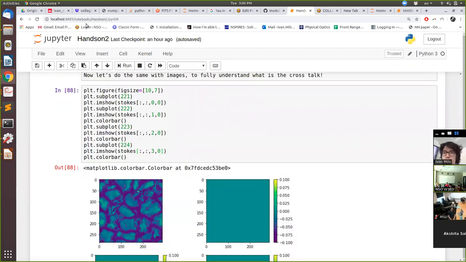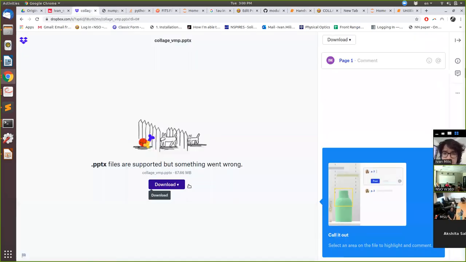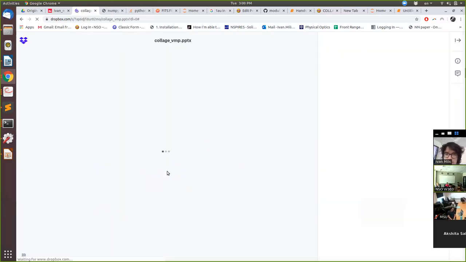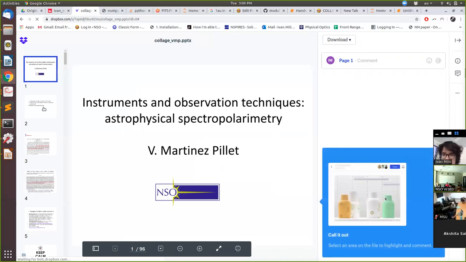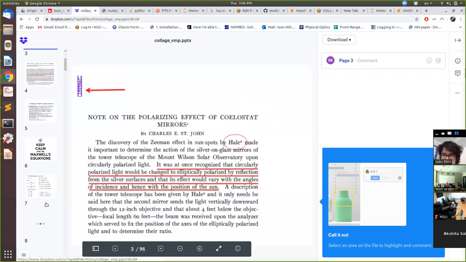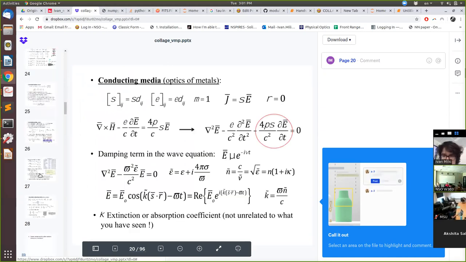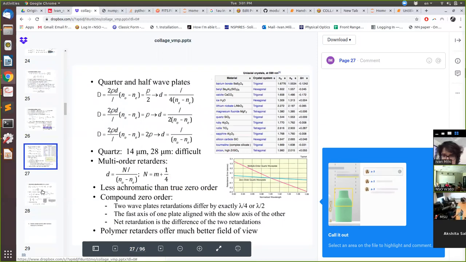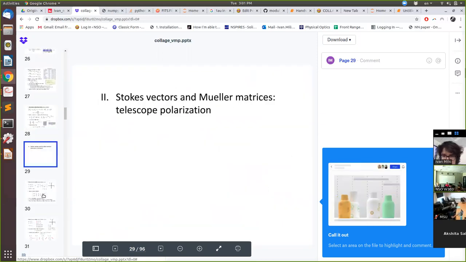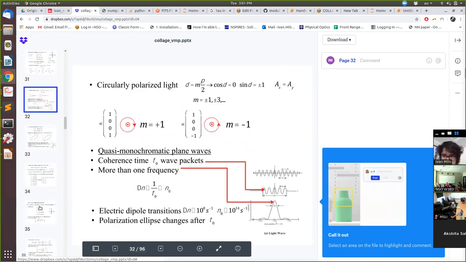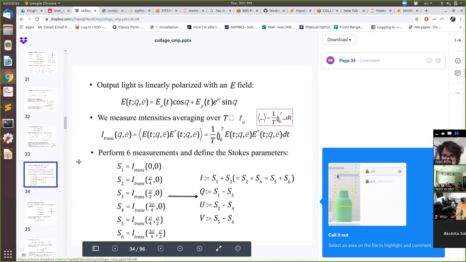Okay, let's go back to the presentation and see. Find the expression for polarimetric efficiency. So this is Valentin's talk. We need to go a bit further down. Okay, so this is what we did.